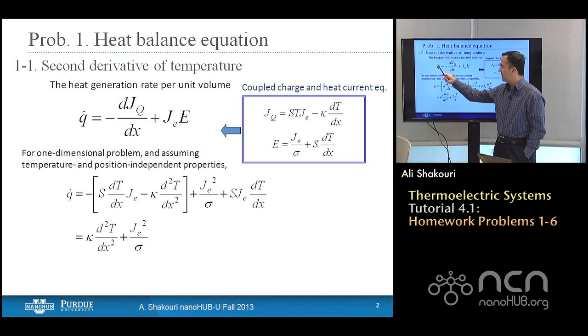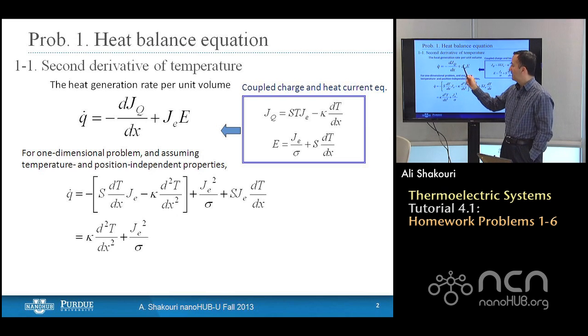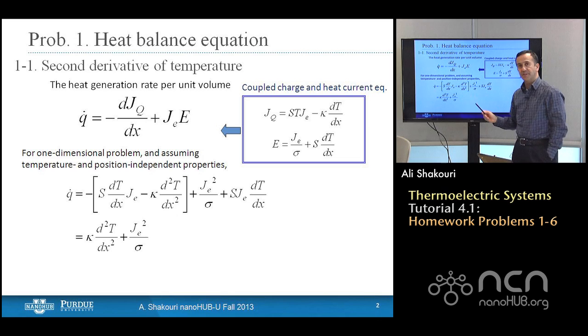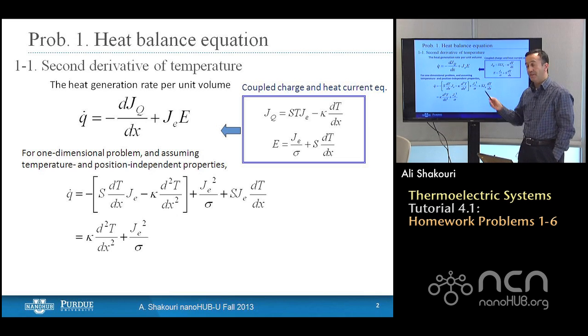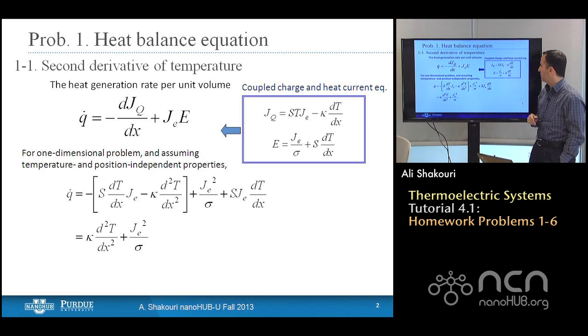The derivative of the heat per unit time is related to the heat flux from neighboring units, the derivative with respect to space, and the unit of heat generation happening at that location, which is given by Joule heating: the electrical current times the electric field. We should also always remember the coupled charge and heat transport equations. These are the ones that you saw in week 2 in Mark Lundstrom's lectures.